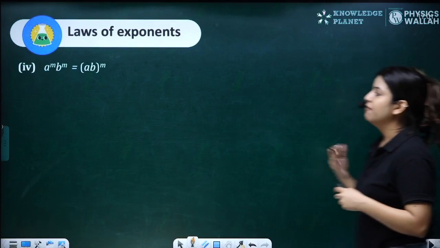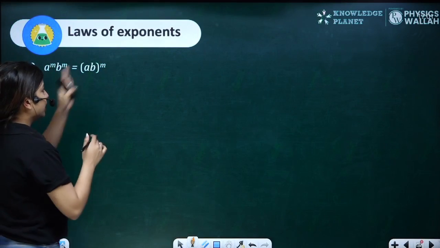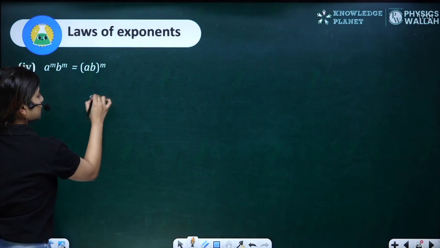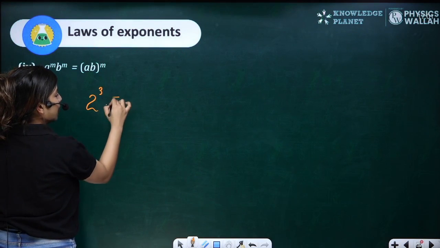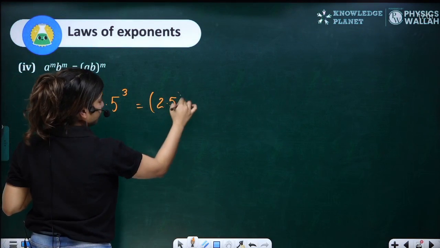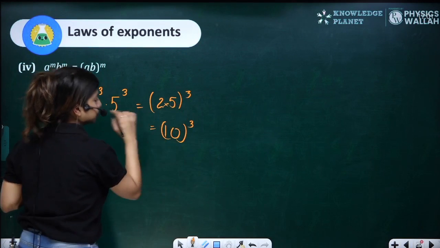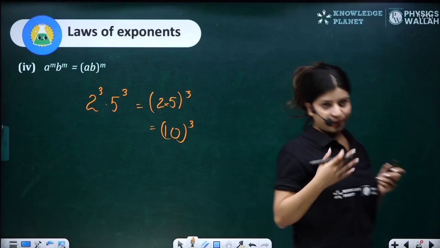The next we have is if the two numbers are different but have the same power, so we can write it as collective. That is 2 to the power 3 into 5 to the power 3 can be written as 2 into 5 to the power 3, that is 10 to the power 3. This is how we can do it, right?